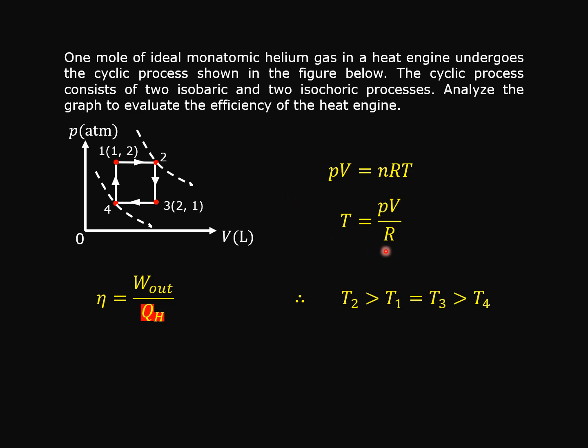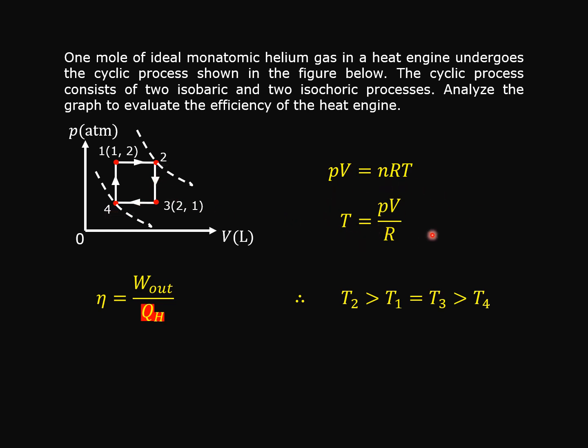Or we can know from PV equal to nRT, the equation of state. From here we can make T the subject to get PV over R, where we substitute n as 1 because the number of moles is equal to 1. Since R is a gas constant, T is directly proportional to the product of PV. Between state 2 and state 4, the PV for state 2 is larger than state 4. That is why T2 is larger than T4.